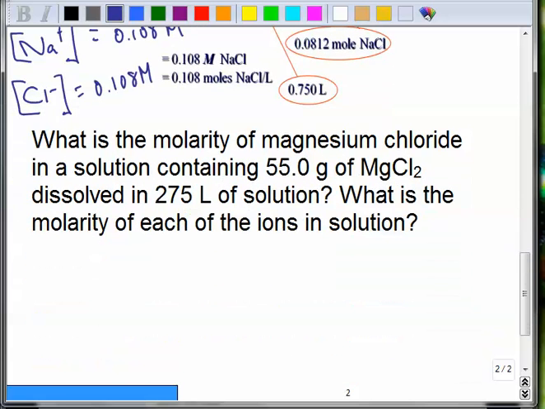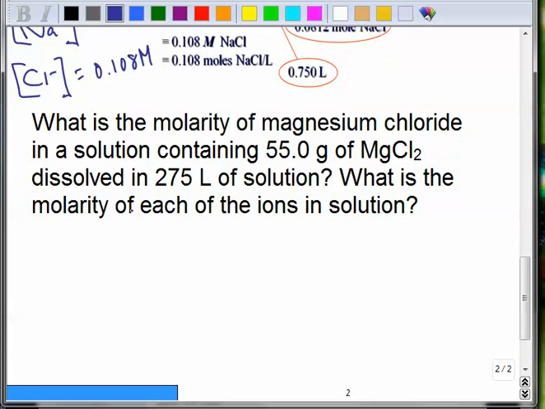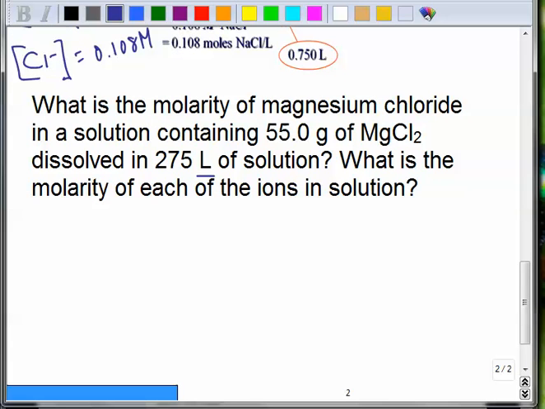Let's do one more example. If I want to make a solution of magnesium chloride, and I take 55 grams of magnesium chloride and dissolve it in a volume of 275 liters, not milliliters, I would like to know what the molarity of this magnesium chloride solution is, and what the concentration of each of the ions is.